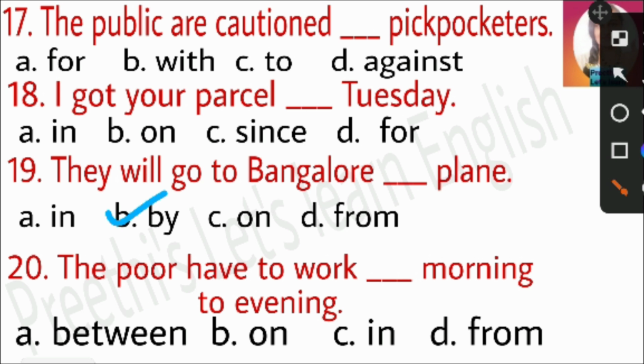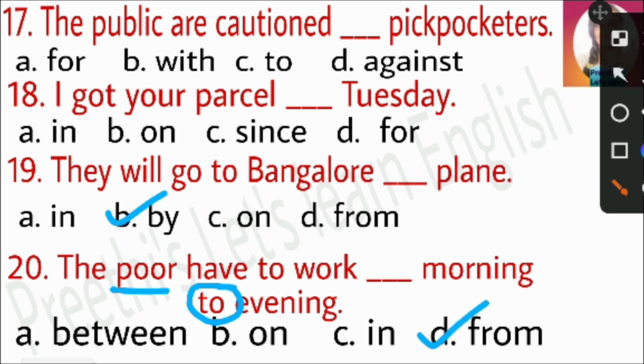And the last one, 20th one. The poor have to work blank morning to evening. Poor means here poor people. Here they have given one clue for us. It is to. So whenever to is there, a starting point and an ending point will be there. So then we have to use from to. From morning to evening. Let's see the options first. Between, on, in, from. So when to is given, we have to use from. So the correct answer is option D, from.